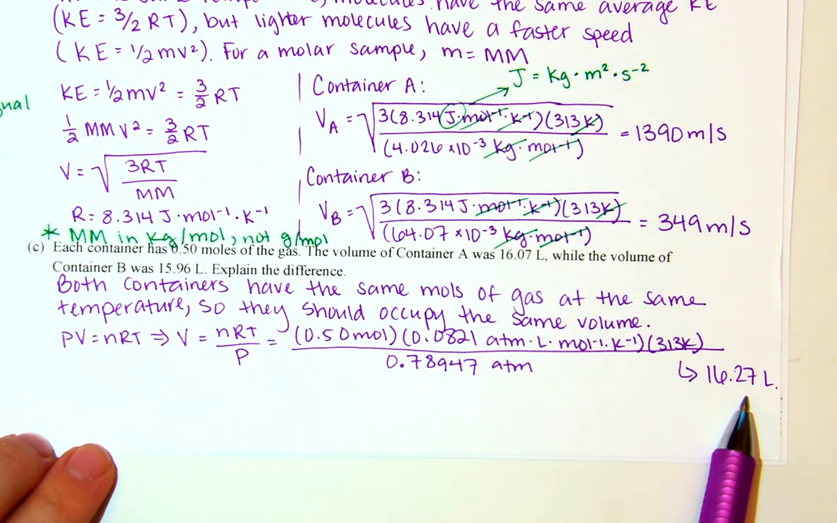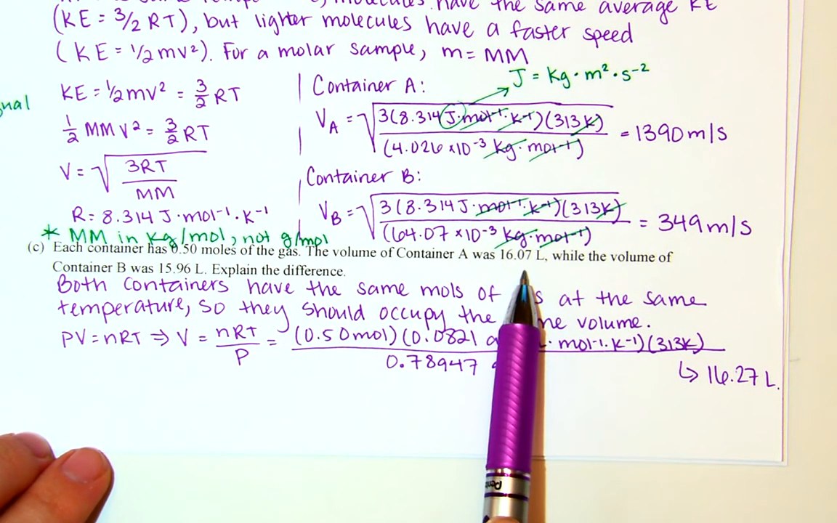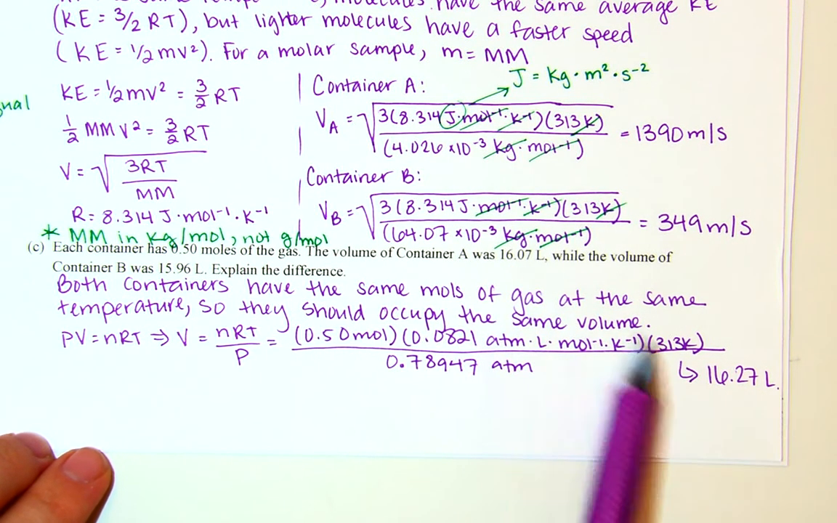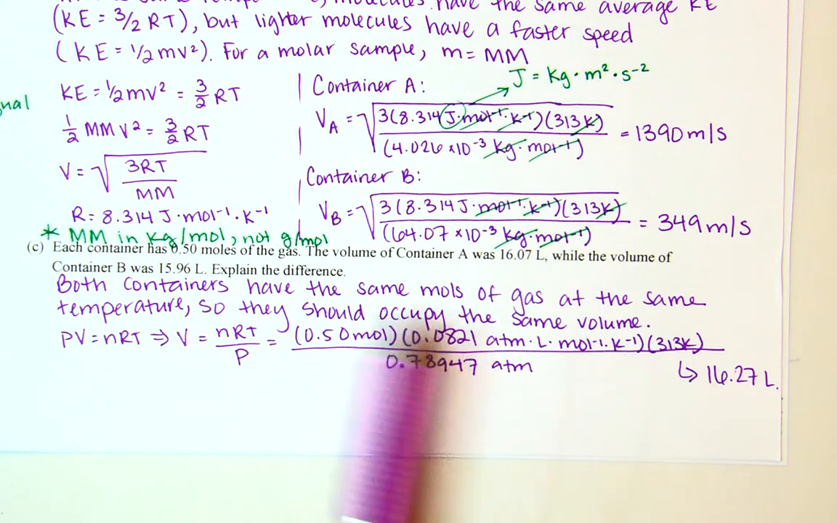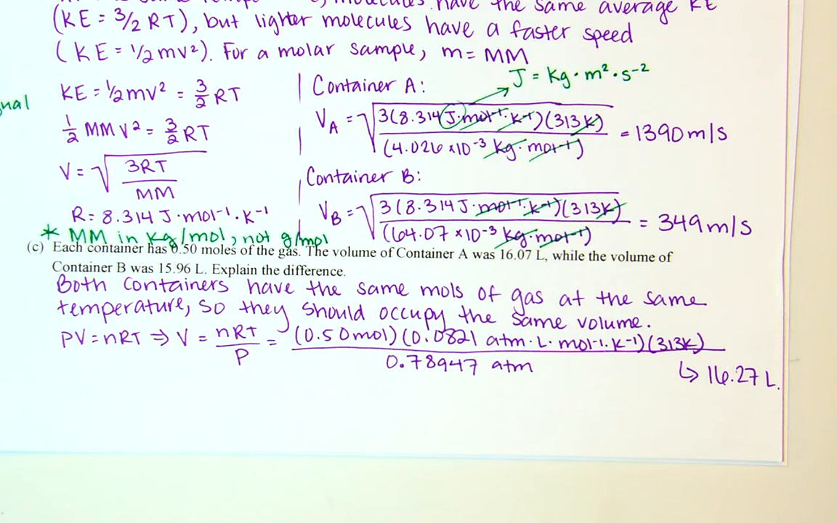Now it says that the volumes in real life were 16.07 liters, that's smaller, and 15.96 liters, much smaller. So container A is an ideal gas, helium, a little less off than sulfur dioxide, which is much bigger. So explain the difference. I want you to please pause the video and think about why that difference is the way it is, and then come back.